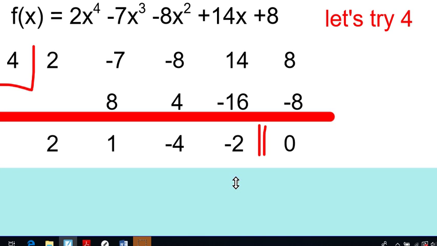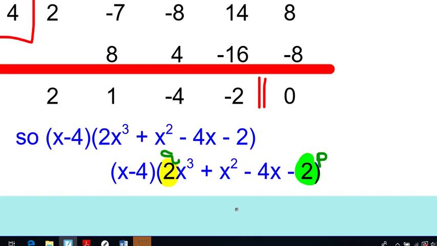So in using synthetic division, you guys know how to do that, I end up with a remainder of 0. So that tells me that 4 is a root. That means x minus 4 is a factor. I have found the first factor, which is good news.